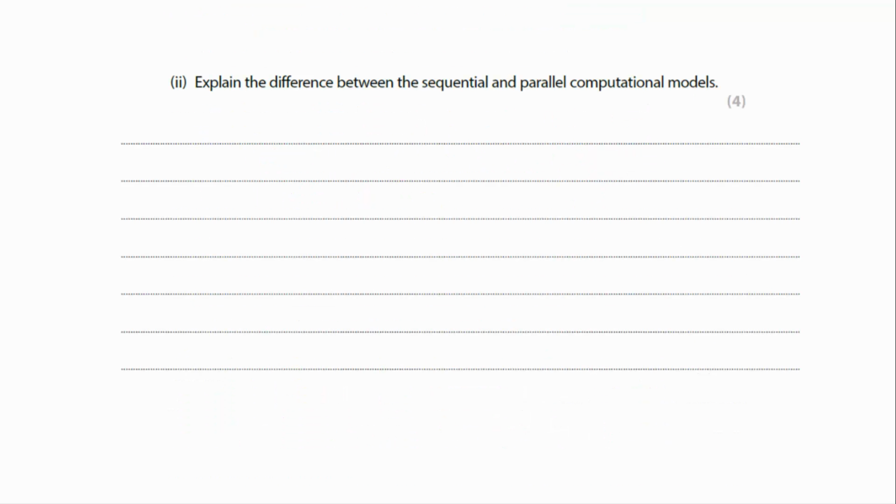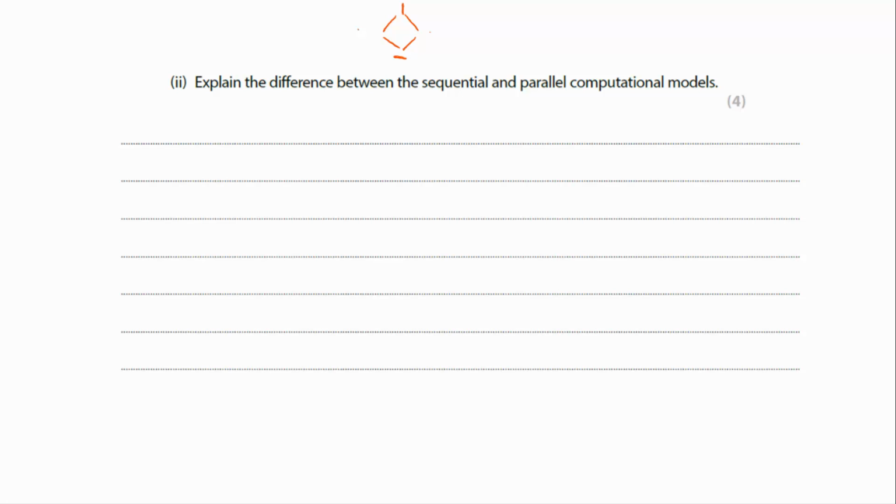So we have a 4 marker. We have to explain the difference between the sequential and parallel computational models. So sequential, they're just executed one after the other, sort of in the normal way. But in parallel, the process is split up into tasks, which are handled by different cores or processors or machines. Then you have to recombine it to get your solution.